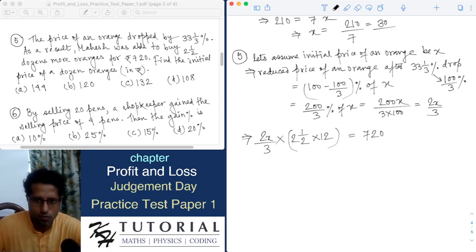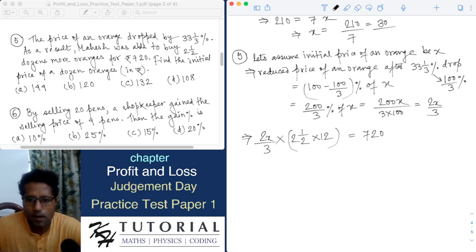I hope you understood the problem. After there was a price drop, Mahesh was able to purchase 2.5 dozens oranges for rupees 720. That means 720 was the cost price of 2.5 dozens oranges based on the reduced price of one orange.